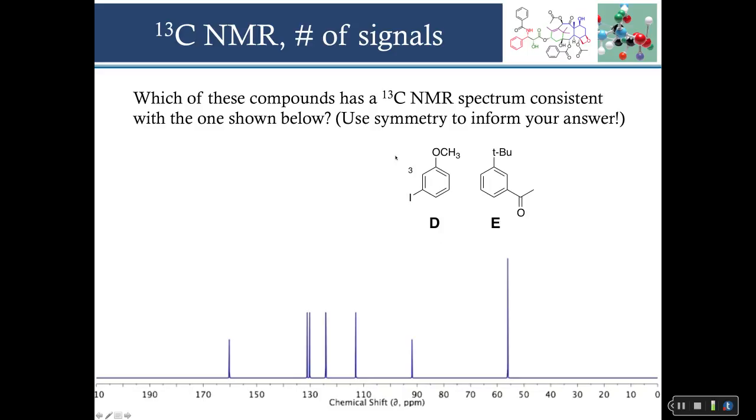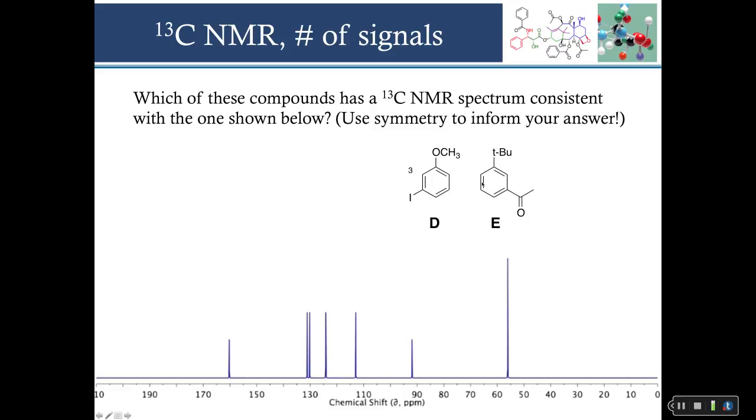all of these, because we no longer have any symmetry, we no longer have any mirror planes where one side or the other is the same. We've got 6 unique carbons all the way around that ring, and then the methyl group leads to the 7th possibility. That is what we see down here, but let's look at E for one more possibility.